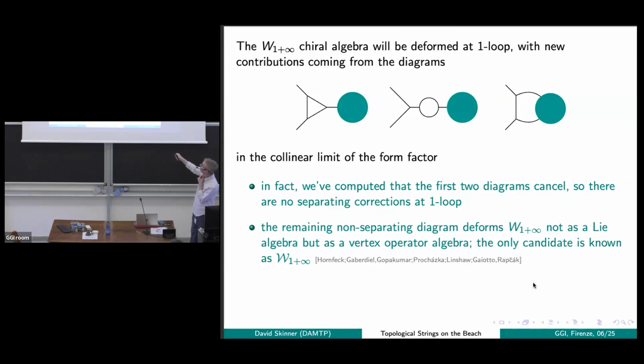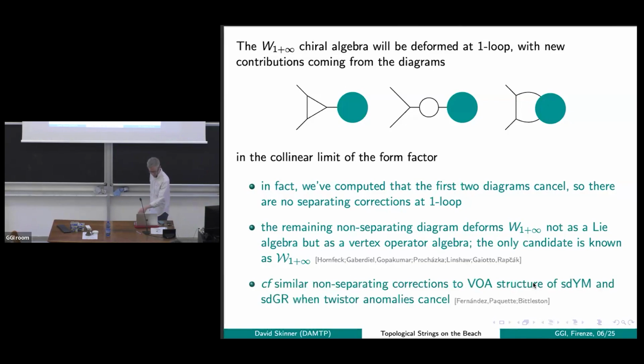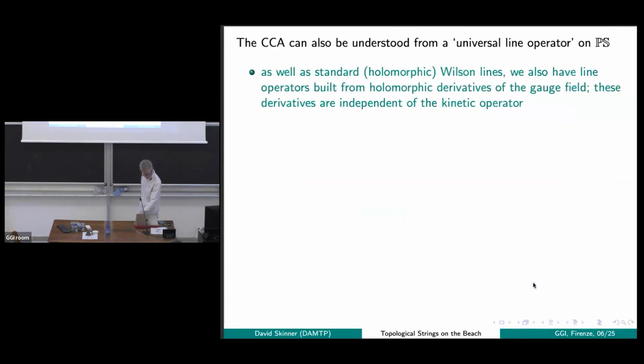The point is, it's not 2 states going to 1 state, so it's not a bracket that takes 2 elements and gives you 1 element back, as you'd expect in a Lie algebra, but it's 2 states going to 2 states, right? There are non-linear terms on the right-hand side of the relation, and that's characteristic of a VOA rather than just a Lie algebra. There's a known VOA which does have this property and does deform capital W1 plus infinity. It's called calligraphic capital W1 plus infinity. And again, this is very similar to what happens in self-dual Yang-Mills and self-dual gravity.